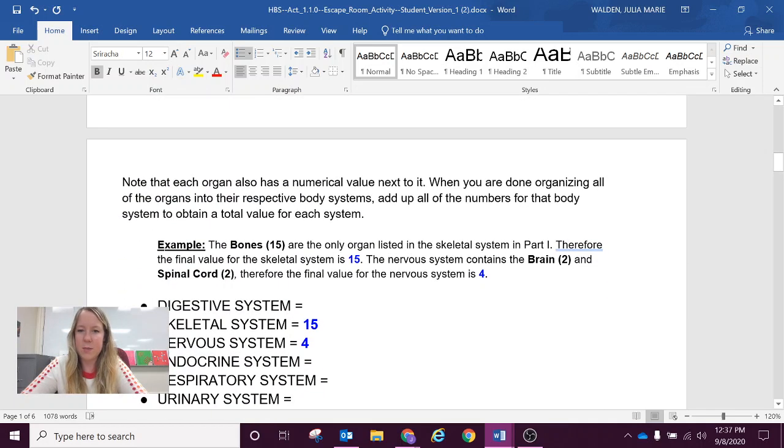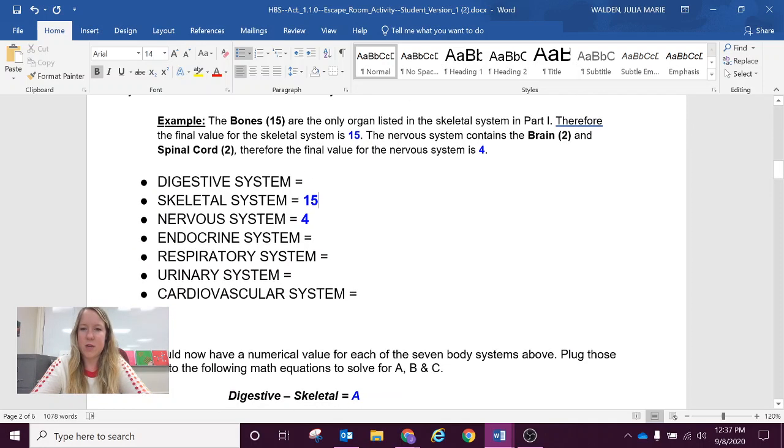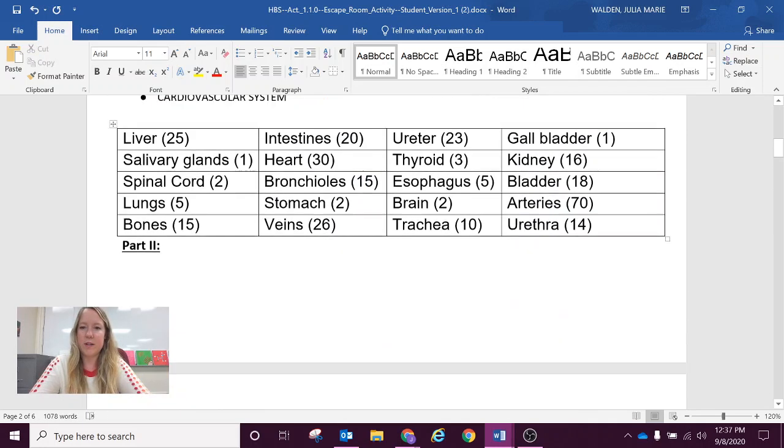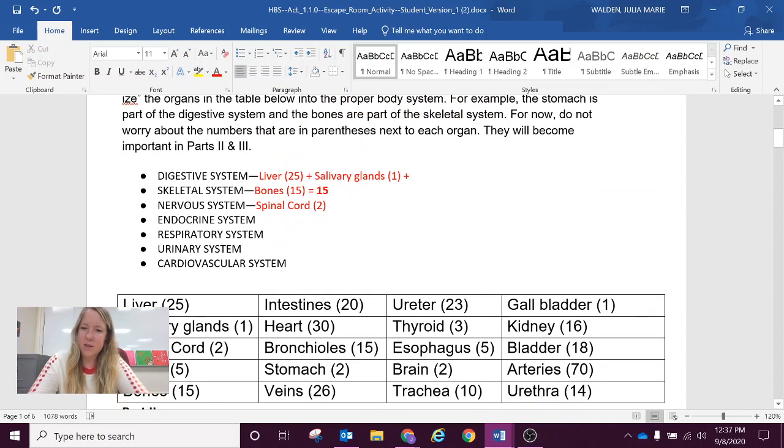So the skeletal system has a total of 15 points, and I already typed it into here, but you just type it right next to these. The nervous system contains the brain, which is 2 points, and the spinal cord, which is 2 points. We already sorted the spinal cord, but if I came over here and also added the brain for 2 points, 2 plus 2 is going to give us 4 points.